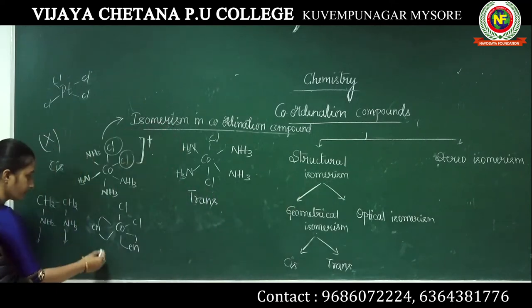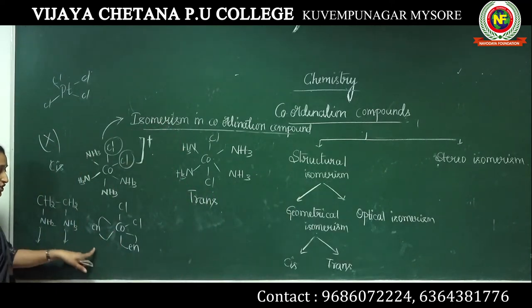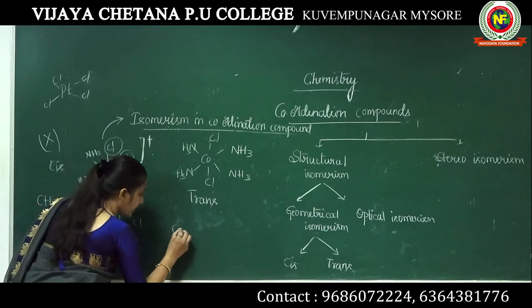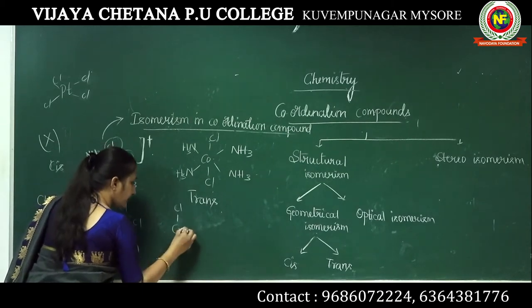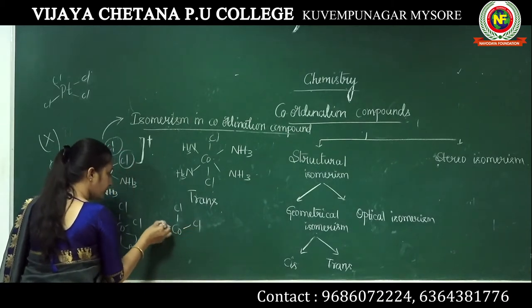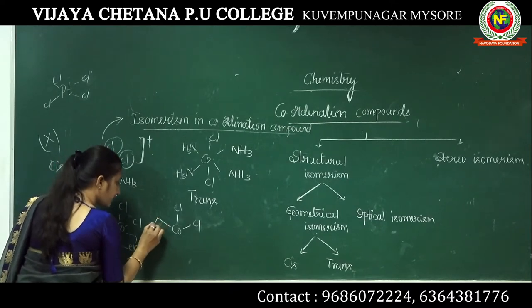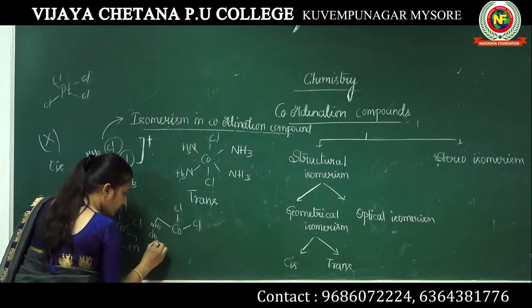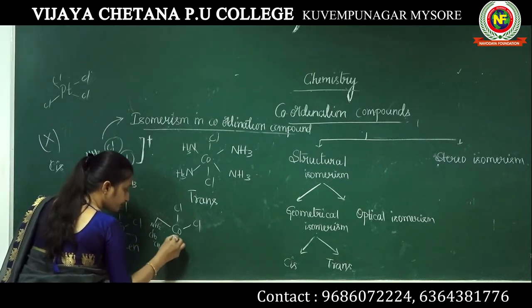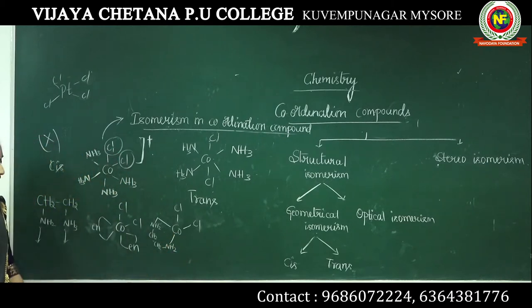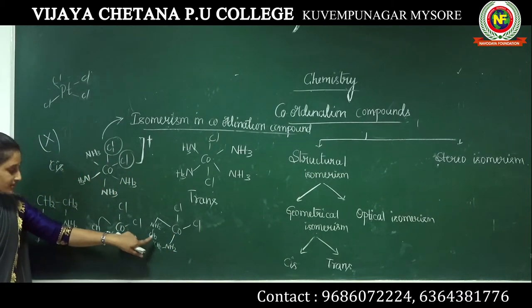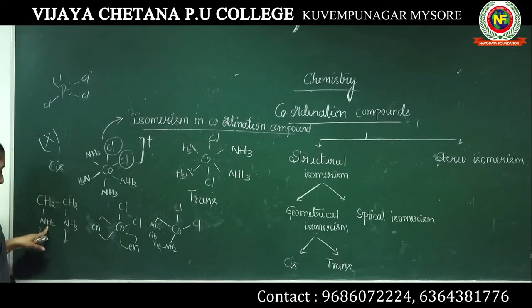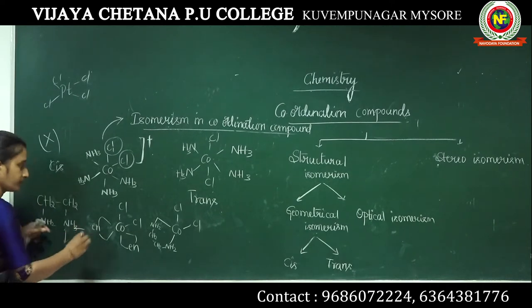See here. Shall I write it like this? Co, Cl, Cl, NH2, CH2, CH2, NH2. Shall I write like this? EN: CH2, CH2, CH2, CH2, NH2, NH2.